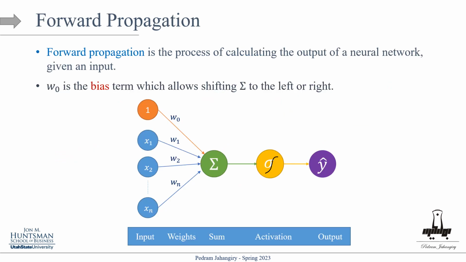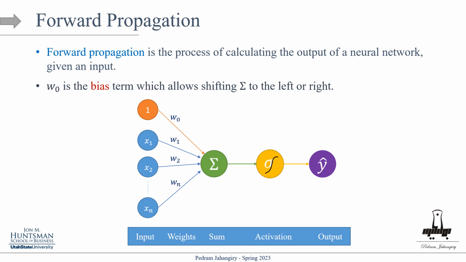Okay. So we call this forward propagation. Forward propagation is the process of calculating the output of a network given an input. So we start from, and as you can see, we go from left to right through a network, right? So we start from input and then we go all the way to the right. And again, the steps are pretty straightforward.